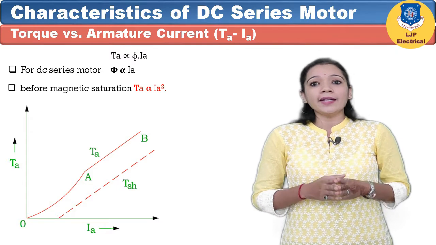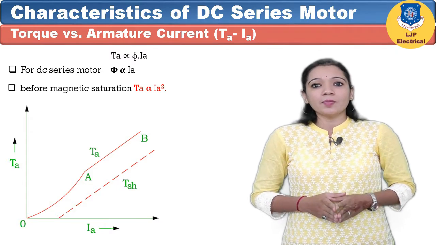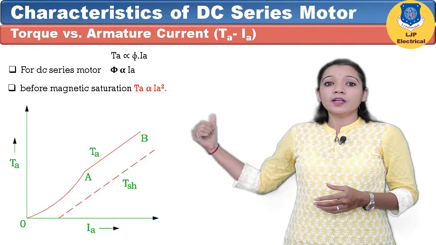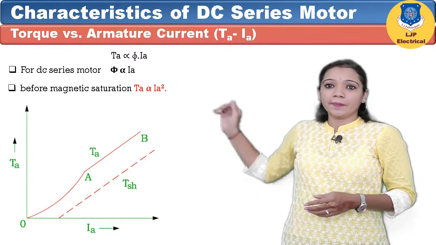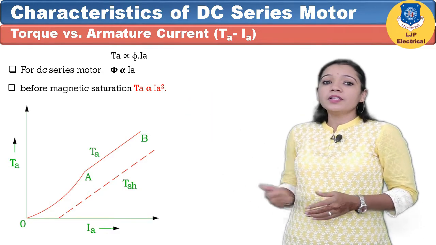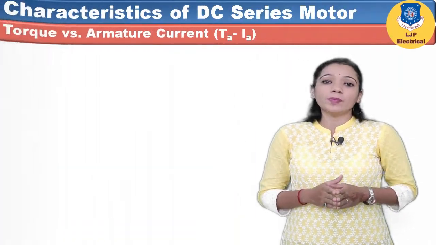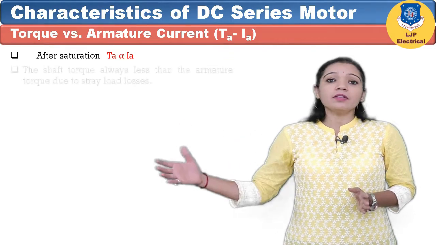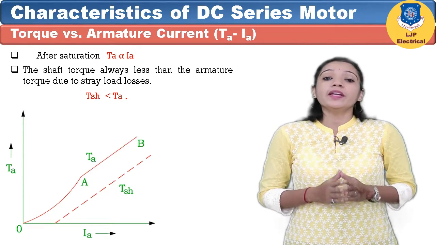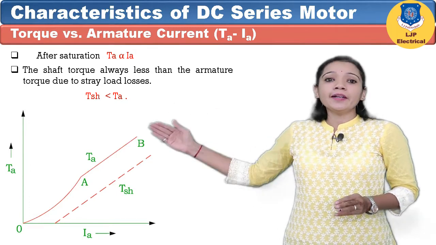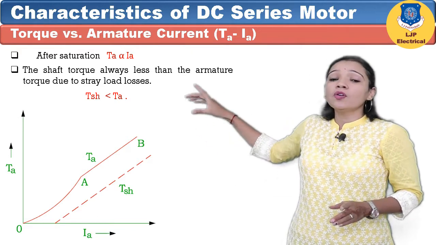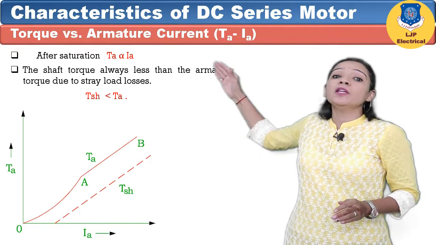So at very light load, the torque armature current curve is parabola shaped, which you can see from the figure, given by the point A. Before saturation, the armature torque is directly proportional to the square of the current. After saturation, the flux is independent of the armature current. So the equation will become TA directly proportional to IA, and you can see in the figure, from graph A to B, it is linear.